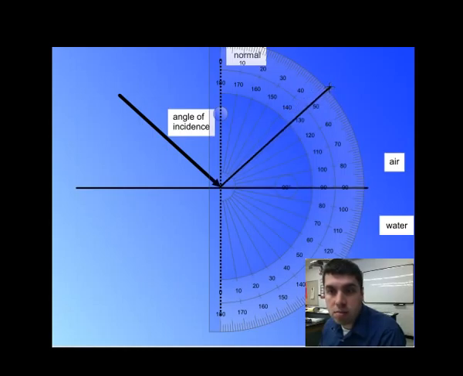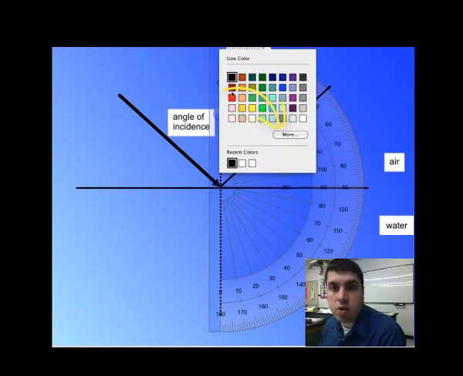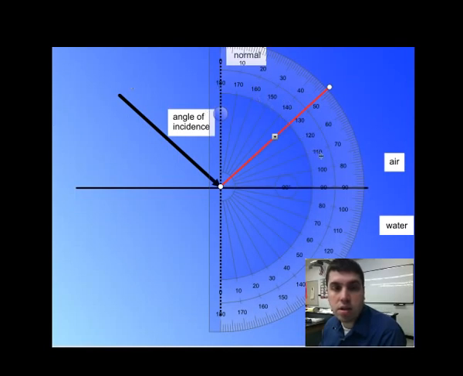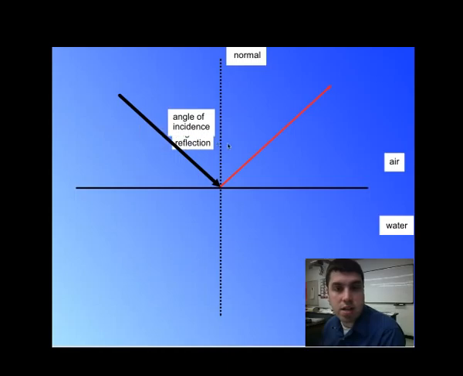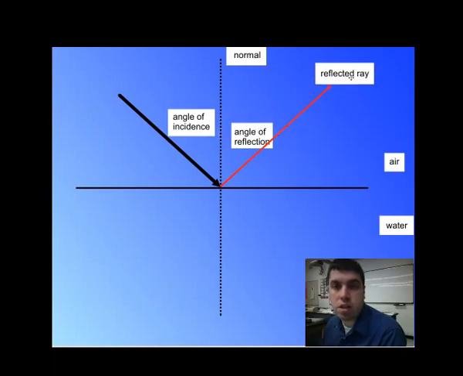48, something like that. And we'll make it a red one so we can see that clearer here. There we go. And that is the angle of reflection, and we drew in our reflected ray. Okay, so reflection is pretty straightforward. The angle it comes in at is equal to the angle it goes out at, and all you have to do is remember to measure your angles from that normal.